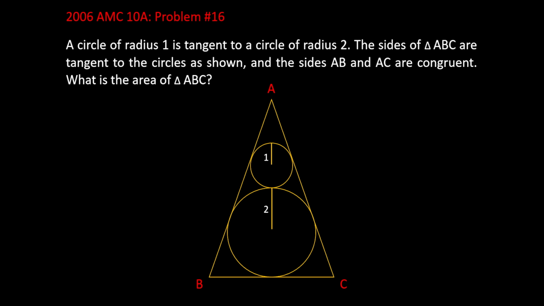A circle of radius 1 is tangent to a circle of radius 2. The sides of triangle ABC are tangent to the circles as shown, and the sides AB and AC are congruent. What is the area of triangle ABC?